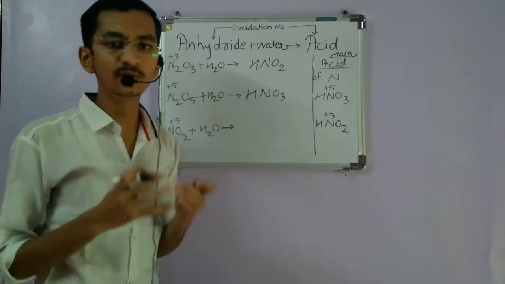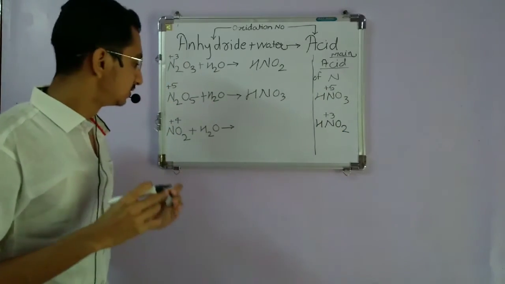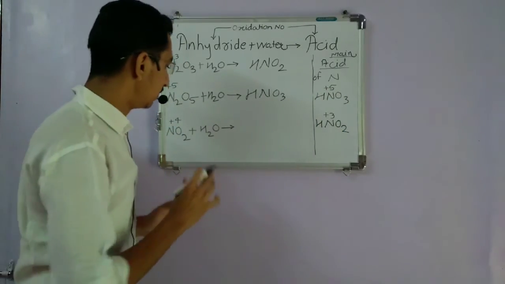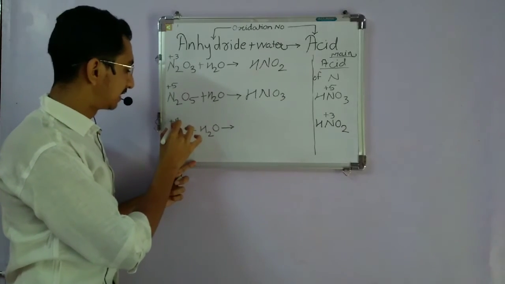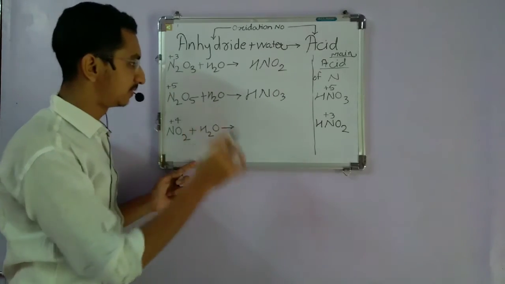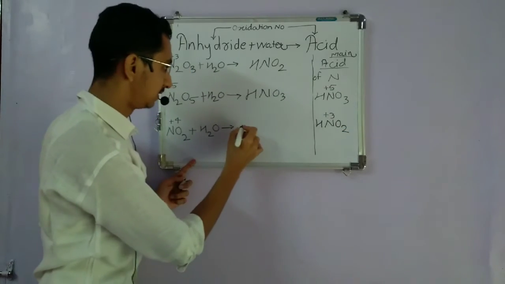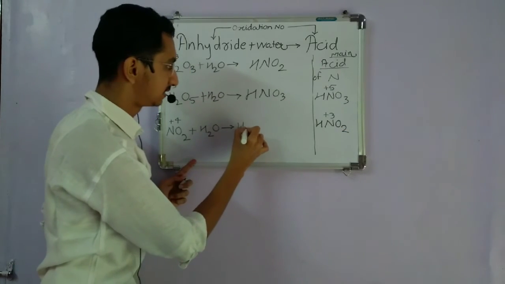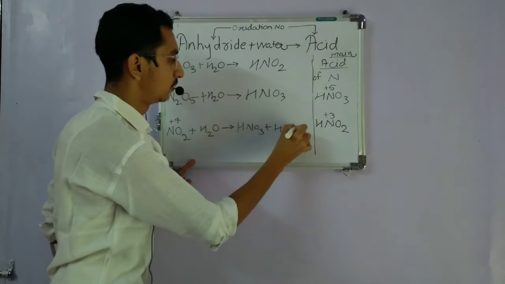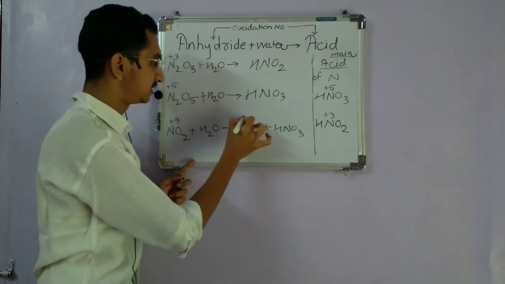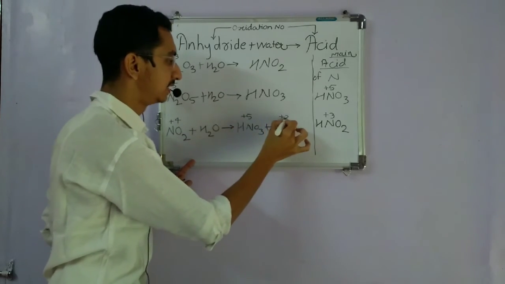So what will we do in this? You have to do just one thing. You have to add the acid with oxidation number greater than +4 and the one less than +4. Here +5 is there, so we have to add HNO3 plus HNO2. Here +5 is there and here +3 is there.